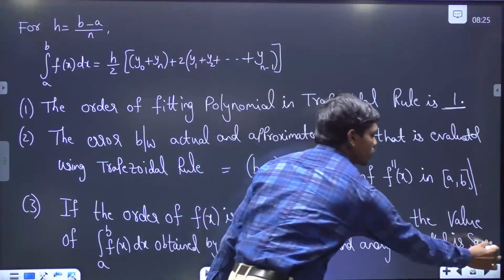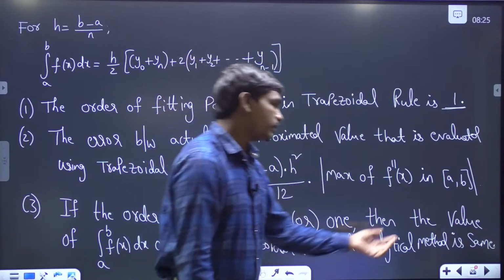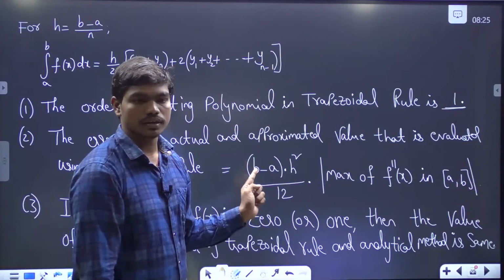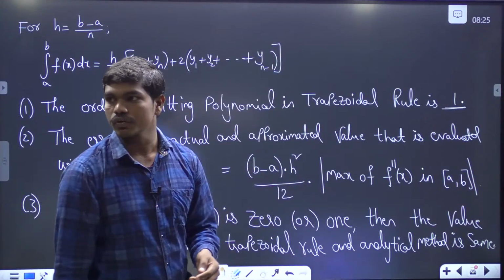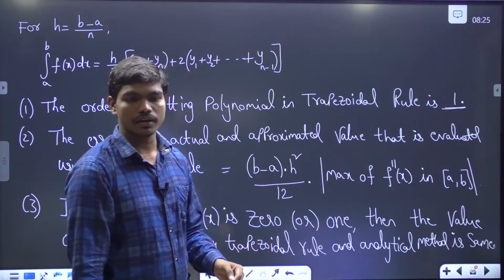Can you tell me why? If f of x is either a constant function or a linear function, can you tell me why these values are the same, means why this change is 0? Can any one of you think? I gave you the result, can you give me an explanation for this third point, why it should happen?